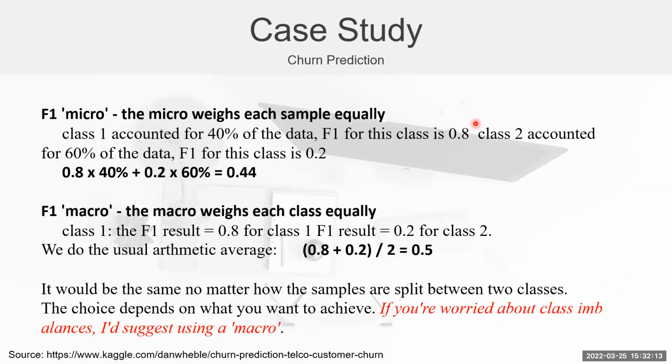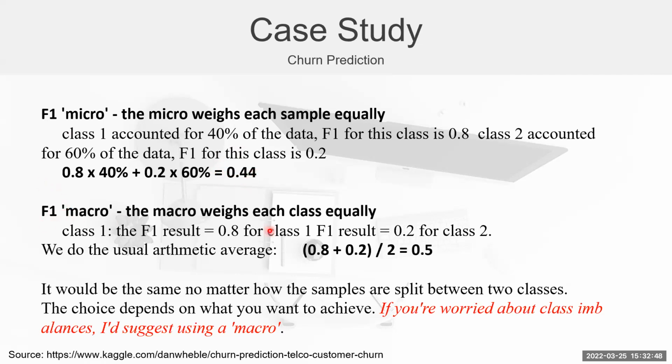Okay, there is F1 micro. It means that micro weights its samples equally. This is the example. Class 1 accounts for 40% of the data. F1 for this class is 0.8. Class 2 accounts for 60% of the data. So the F1 micro gets 0.44.